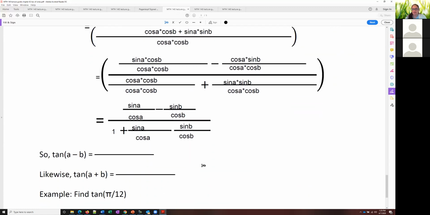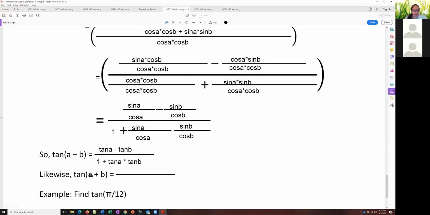Okay? So what are we noticing? We have sine A over cosine A. That's just tangent A. So we have tangent A minus, here we have sine B over cosine B, and that will be tangent of B. So the top is just tangent A minus tangent B. On the bottom, we've got 1 plus the tangent of A times the tangent of B. Okay, so this is going to be the formula, well, one of the formulas.